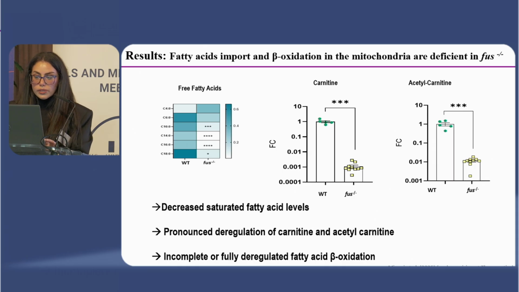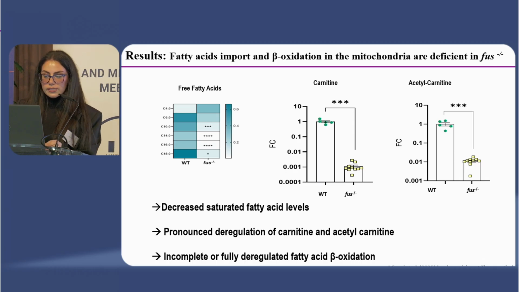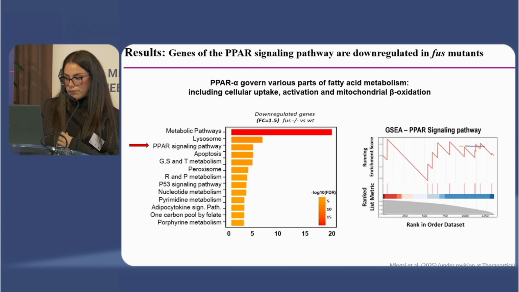So what we did, we looked deeper into the metabolic pathways involved, and we analyzed major molecules such as the free fatty acids, carnitine and acetylcarnitine, and all of them showed a significant decrease. And those results suggest that there is an altered fatty acid transport into the mitochondria, leading to a potential incomplete or disrupted fatty acid beta oxidation.